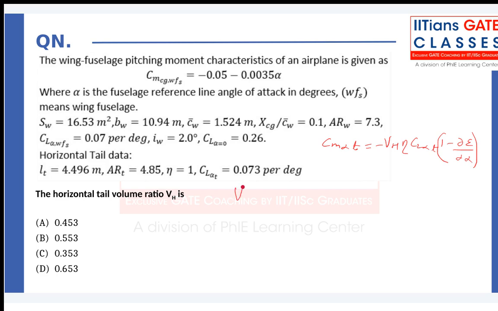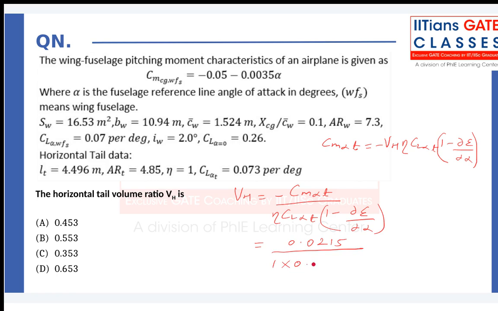So VH is minus Cm alpha tail by eta Cl alpha tail into 1 minus dou epsilon by dou alpha. And when you substitute, then you get 0.0215 by eta is 1, Cl alpha tail is 0.073. Both are in per degree. Cm alpha tail, Cl alpha tail, both are in per degree, so it doesn't matter. You don't have to convert the units. And minus, we have just found out 0.35. So yes, the right answer is 0.453.